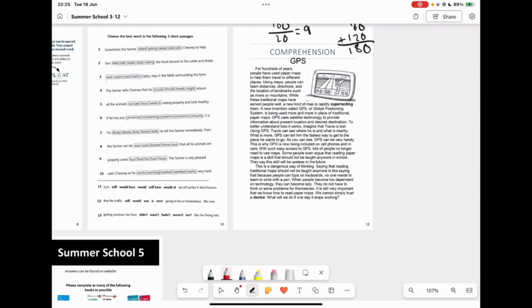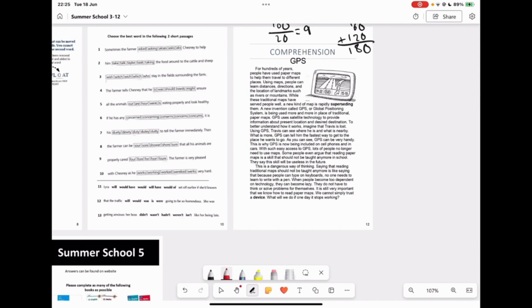maps. GPS uses satellite technology to provide information about present location and a desired destination. To better understand how it works, imagine that Travis is lost. Using GPS, Travis can see where he is and what is nearby. What is more, GPS can tell him the fastest way to get to the place he wants to go. As you can see, GPS can be very handy. This is why GPS is now being included on cell phones and in cars. With such easy access to GPS, lots of people no longer need to use maps.